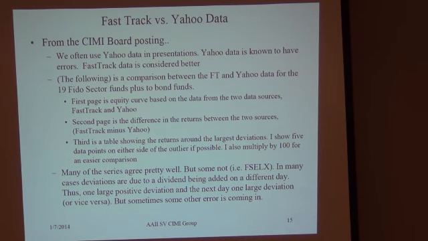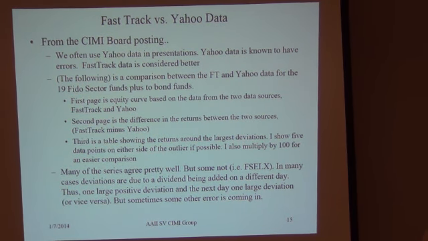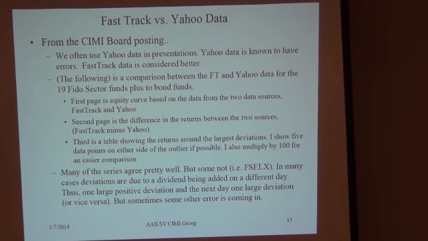So the topic here is quality of data. There are two sets of data that we typically use. One is Yahoo data, and that's free. And one is FastTrack data, which you can either get directly, or if you use something like Sector Surfer, it uses FastTrack data.